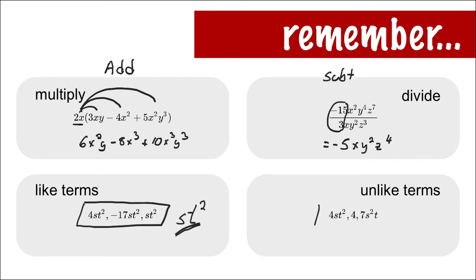Over here with the unlike terms, you'll see that the 4 is st squared, but the 7 is s squared t. And those are completely different terms. St squared is different from s squared t. You might think that the 4 is like the 4st, but the 4 would also have to have the same variable following it for it to be like terms. So the three terms here are unlike.